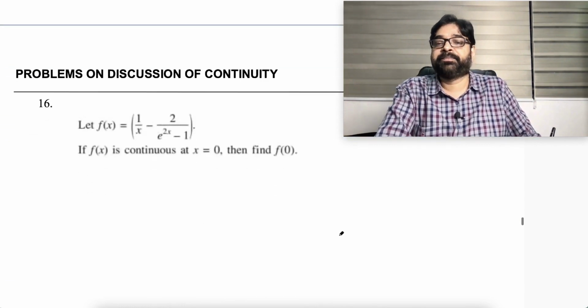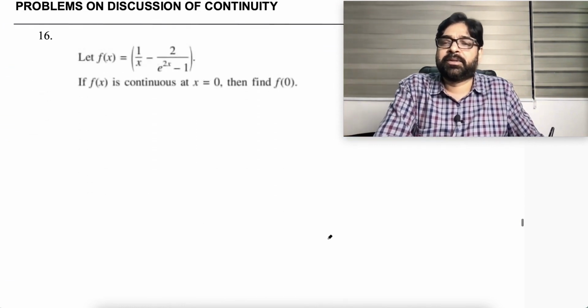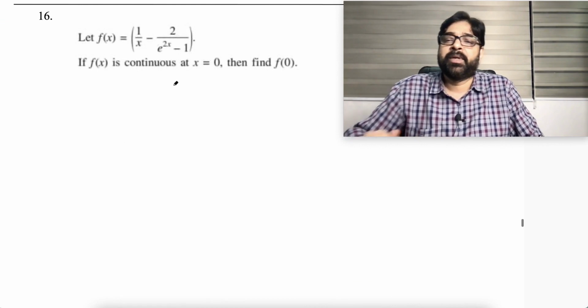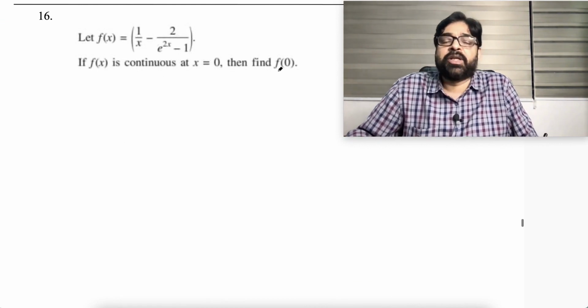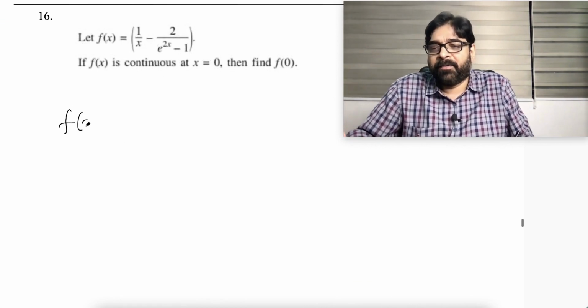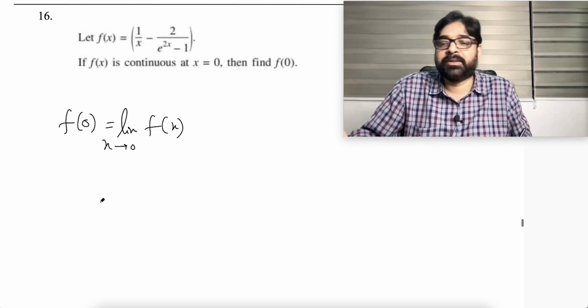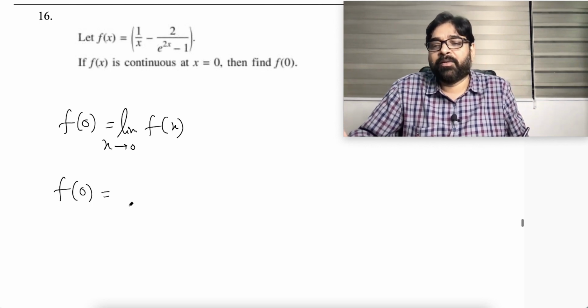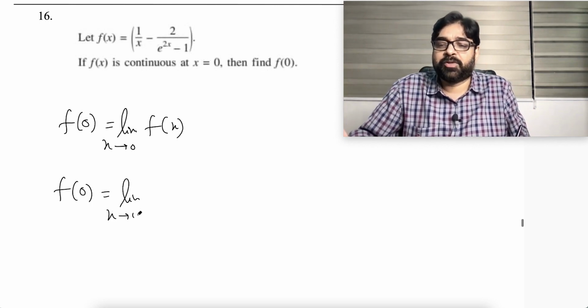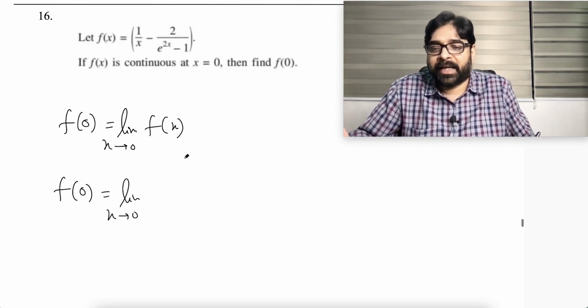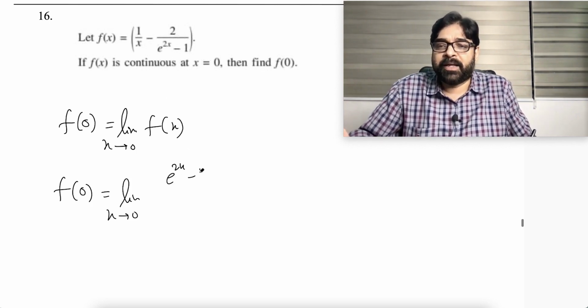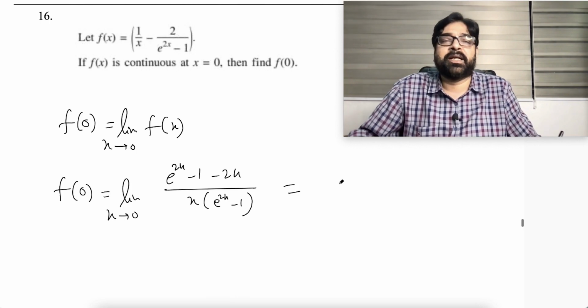Next one, question 16. This is also the same kind of question. f(x) is continuous at x equal to 0, then find f of 0. Take it, brother: f of 0 will be equal to limit x approaches 0 of f of x. Correct. So f of 0 will be the limit as x approaches 0 of f(x), which will be, take LCM, e power 2x minus 1 minus 2x, divided by x into e power 2x minus 1. Do approximation, get the answer.